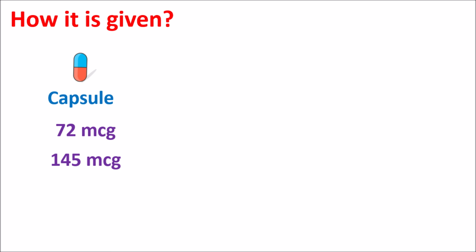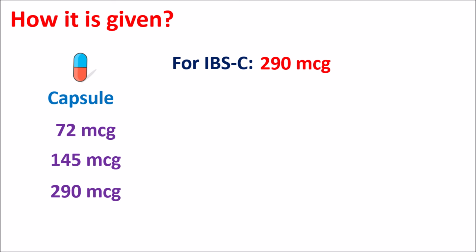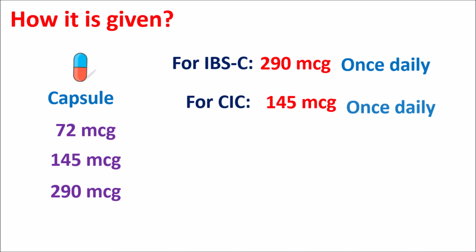How is it given? Linaclotide is available as a capsule at different strengths: 72 microgram, 145 microgram, and 290 microgram. The dose of this medication depends on the type of clinical indication. For the treatment of IBS associated constipation, it can be given at higher doses such as 290 microgram given once daily. But for the treatment of chronic idiopathic constipation, CIC, it can be given at half of the dose. That means it can be given at 145 microgram given once daily.